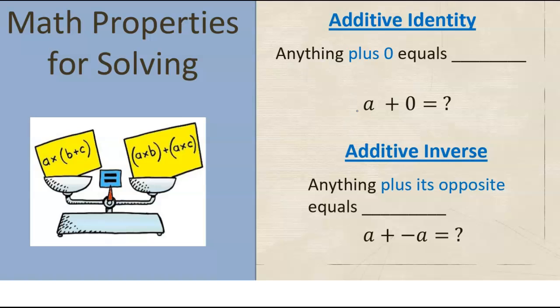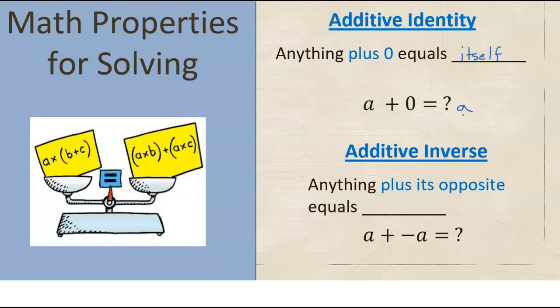So if we take a plus 0, what do we get back? Well, a plus 0 is a. Anything plus 0 equals itself, right? So that's why we call it the additive identity. 0 is the additive identity because anything gets to keep its own identity. It says, I'm still a. Even though you added 0 to me, I'm still a. I'm still the same individual identity I was before.